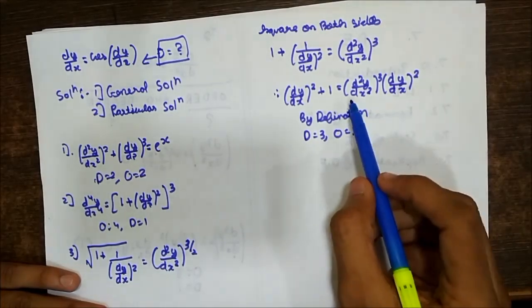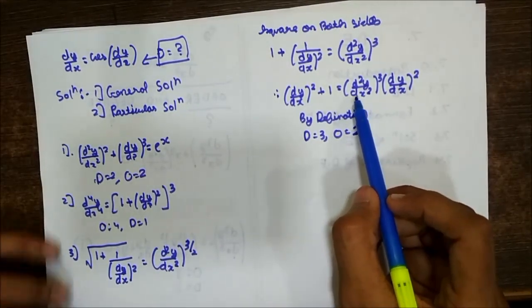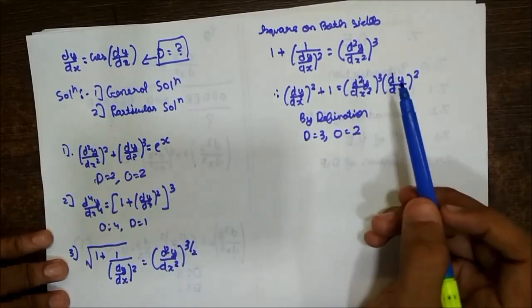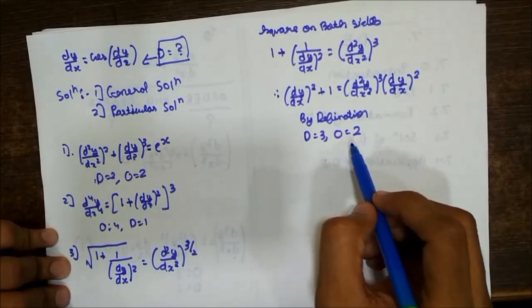Here the order is 2 because 2 is the second order derivative, and the power of that derivative is 3, so that the degree becomes 3 and the order becomes 2.